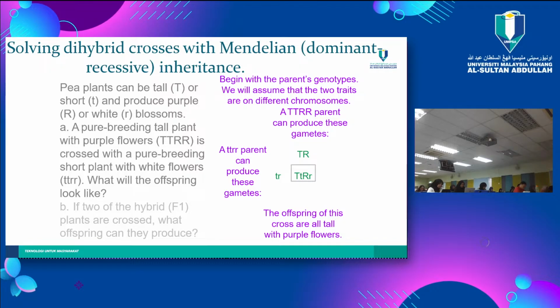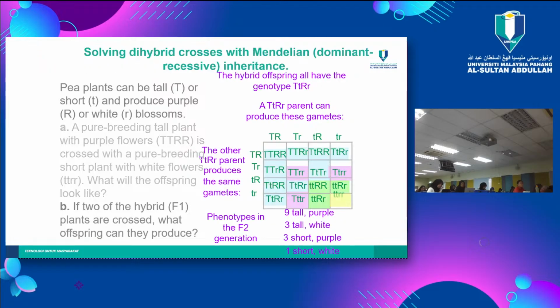So all of these offspring are tall and also have purple flowers. That's the breeding of the tall and purple dominant alleles. That's not all, but in the dihybrid cross, you need to solve the offspring of the self-fertilization of this offspring. So you can have the possible assortment. You need to make the possible assortment.